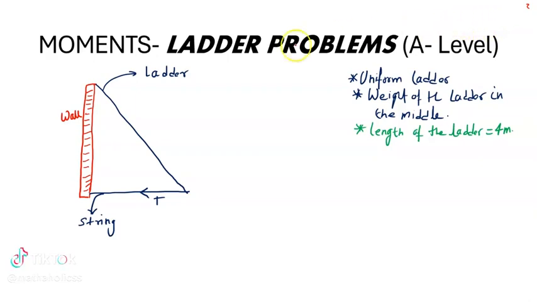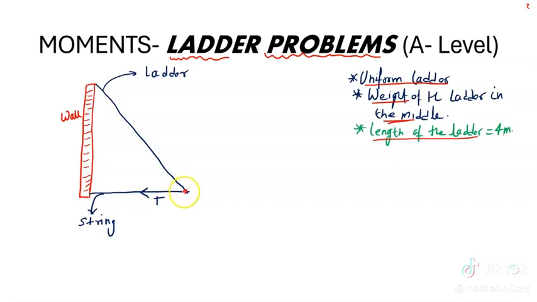So in this lesson, we are going to learn about the ladder problem. This is from mechanics, topic moment, A level. Remember, if a uniform ladder is given, then the weight of the ladder will be in the middle. And here I have taken the length of the ladder as 4 meters.